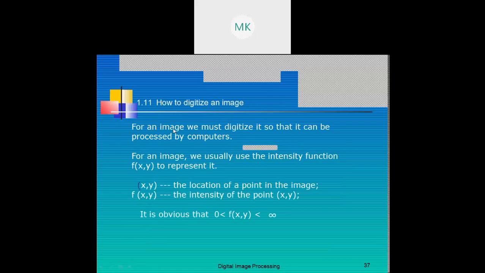If we consider an image, we must digitize it so that it can be processed by the computer. We usually use the intensity function f of x comma y to represent it. x comma y represents the location of a point in the image. f of x comma y is considered to be the intensity of the point x comma y. It is obvious that the range of f of x comma y varies from 0 to infinity.